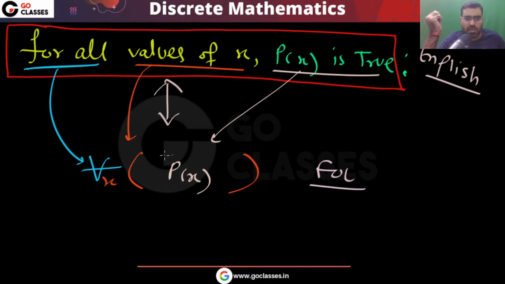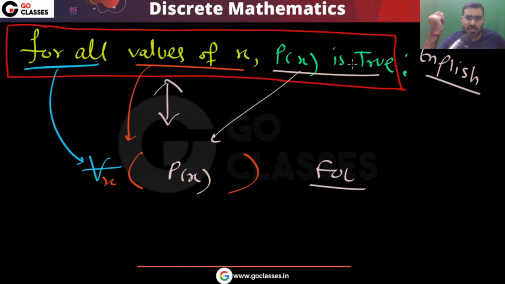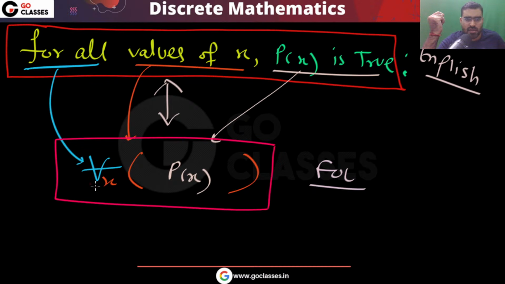What I'm telling you is, if you want to say in the English language this type of statement, like for all values of x, px is true, then how will you write it? This is how you will write it in first order logic. You can simply say for all x, this is the symbol.